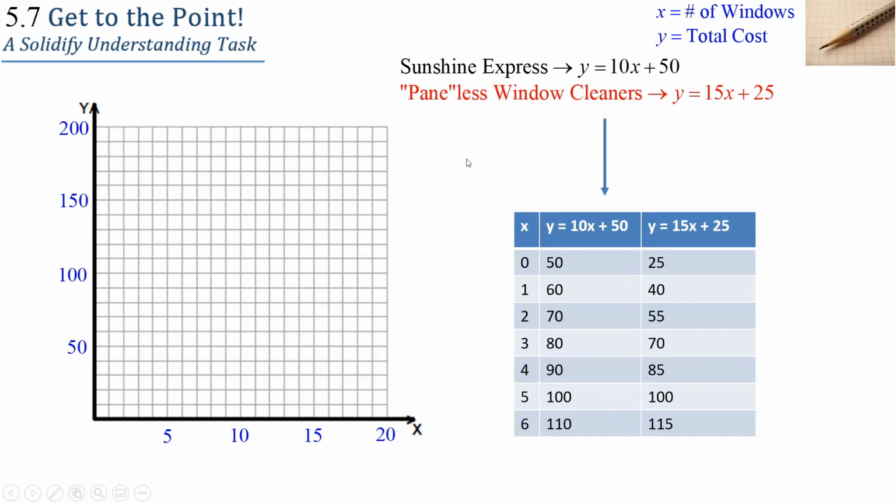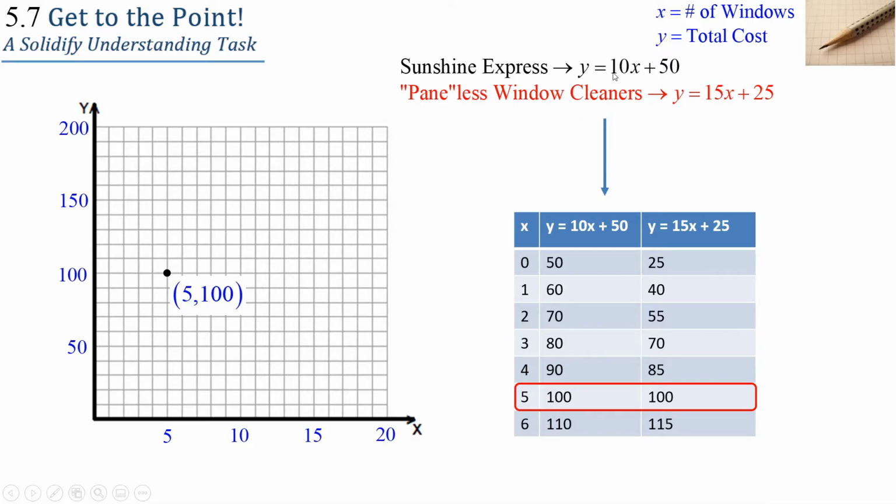And remember, when we did substitution on the previous slide, wasn't it 5 windows was $100 for either company? And look at that, we see that in our table right there too. So let's plot the point. When x equals 5, 5 windows will cost us $100 right there. X is 5, y is 100. All right, so when we graph these two lines that are both in slope-intercept form, they should intersect at that point, or we've done something wrong.